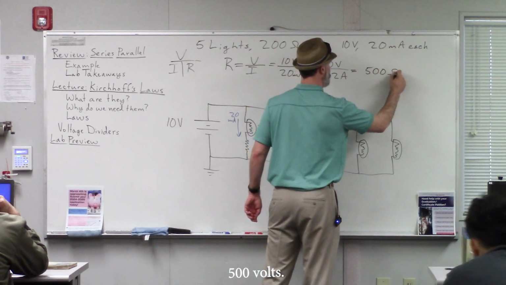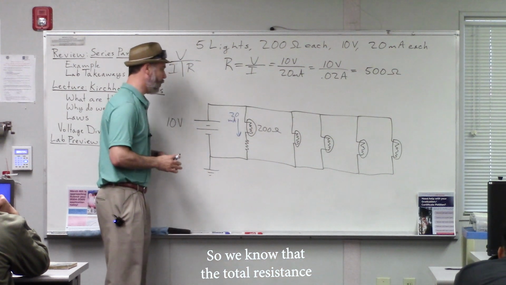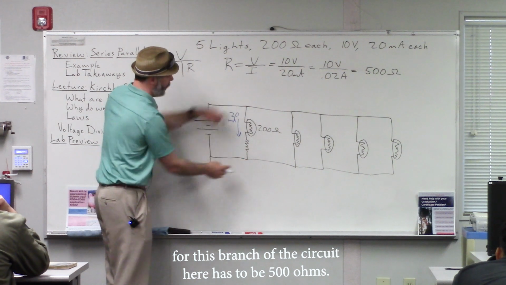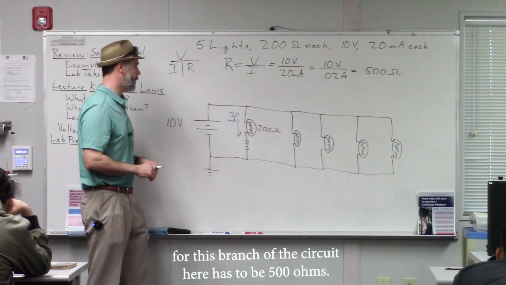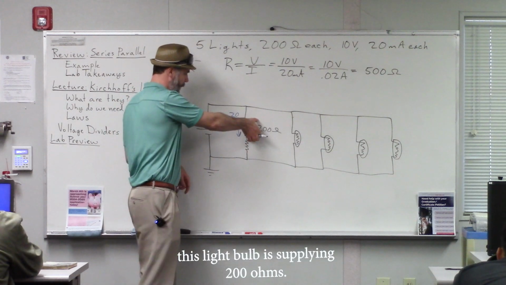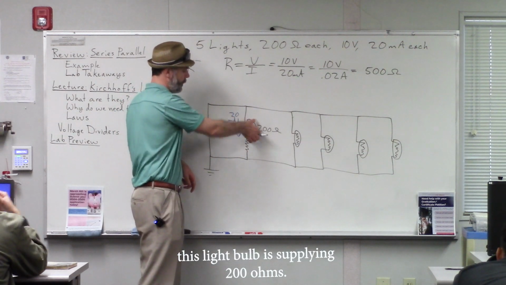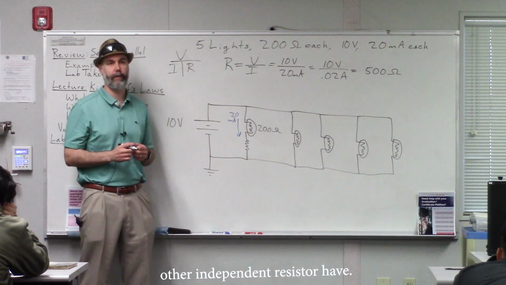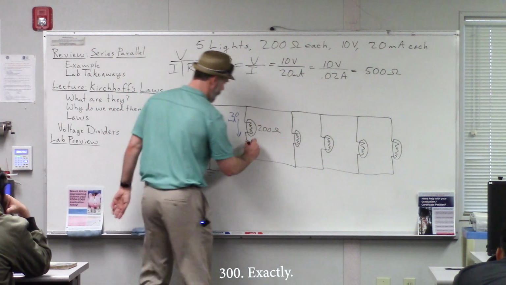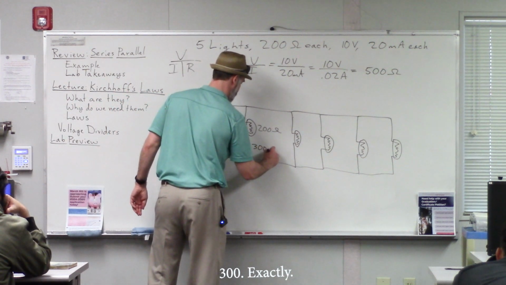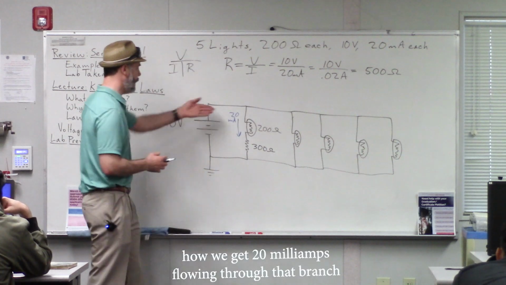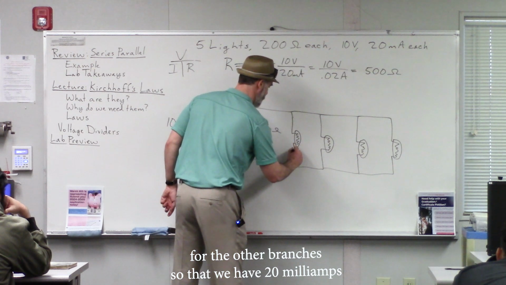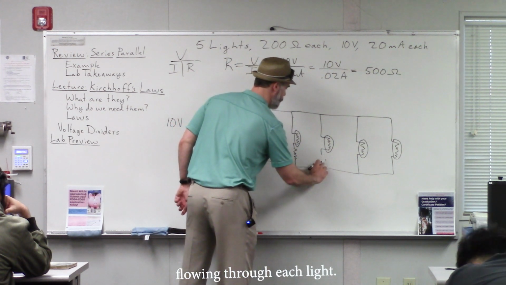So 500 ohms. We know that the total resistance for this branch of the circuit here has to be 500 ohms. And we know that this light bulb is supplying 200 ohms. So how much resistance should this other independent resistor have? 300, exactly. So that's how we get 20 milliamps flowing through that branch. And then we could do the same thing for the other branches so that we have 20 milliamps flowing through each light.